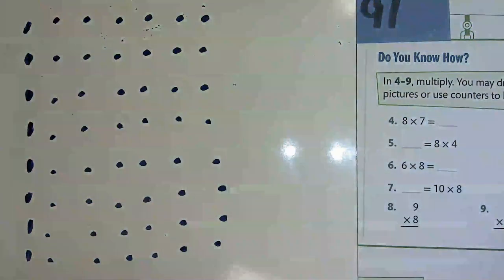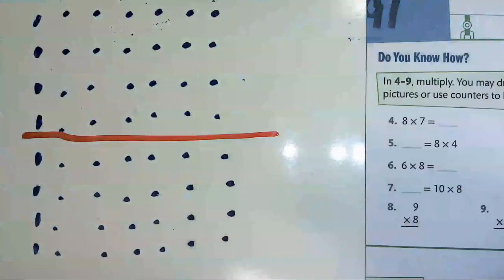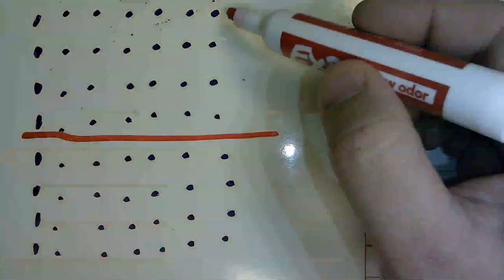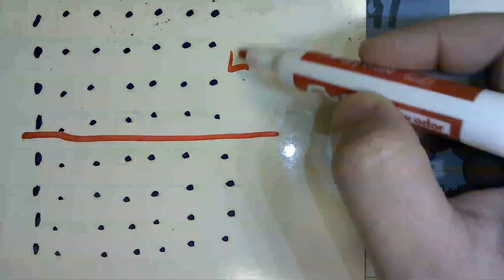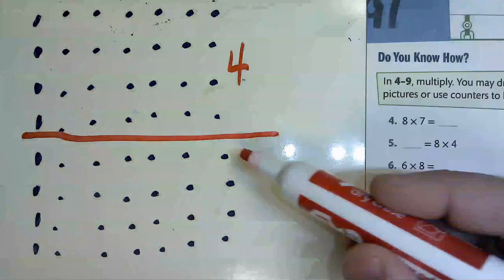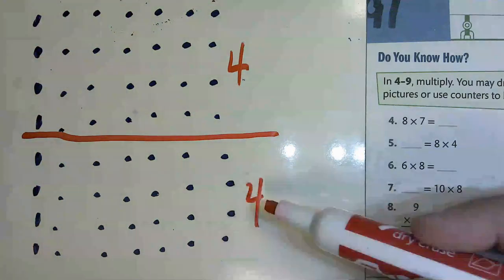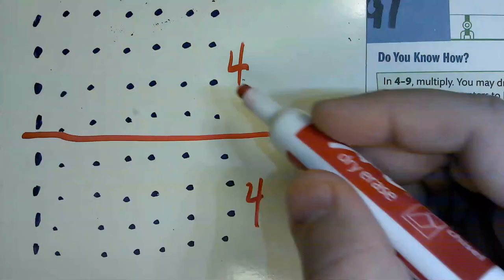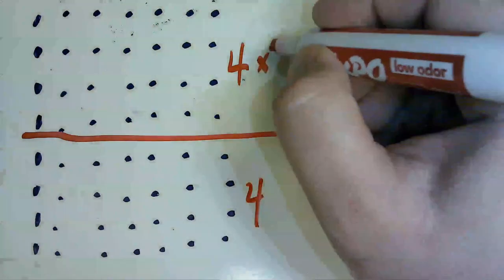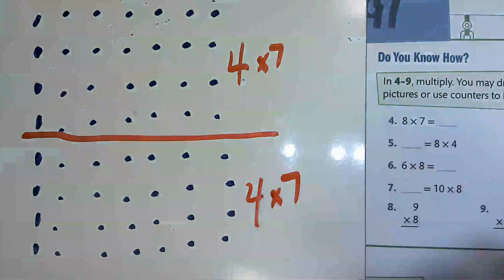I've got my rows. I've got 7 in each of them. I want to break my 8 apart. Well, I can break it into 2s. I can break it into 2 groups of 4. So when I draw this, I now have 1, 2, 3, 4 going down, and 1, 2, 3, 4 going down. And then in each of these rows, I've got 7. So 4 times 7, 4 times 7.